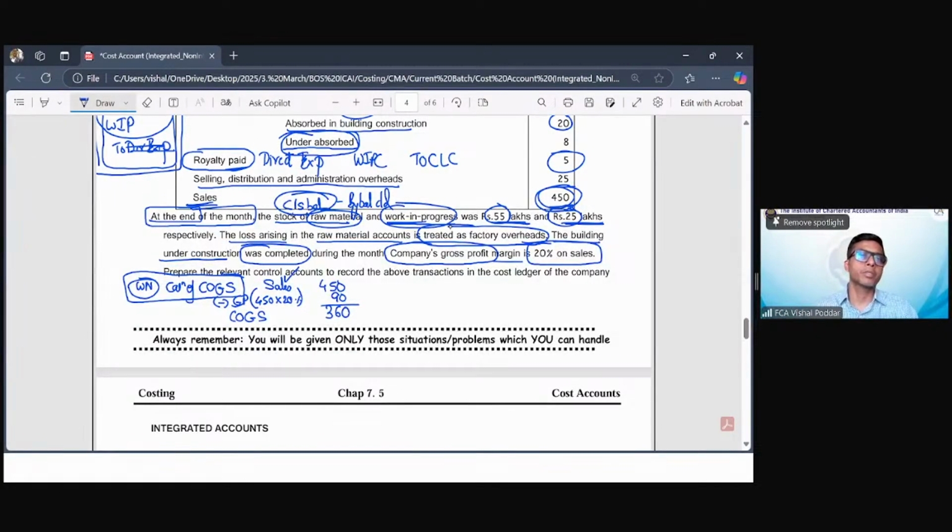So this becomes another transaction. From sales, I deduct GP. What is left is the cost of goods sold. And we all know that when I'm selling the goods, the amount is the cost of the goods which is sold, the transaction is I transfer it to the customer from my godown. So this will be the journal entry for this transaction.